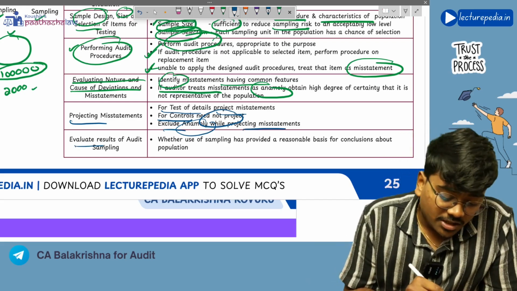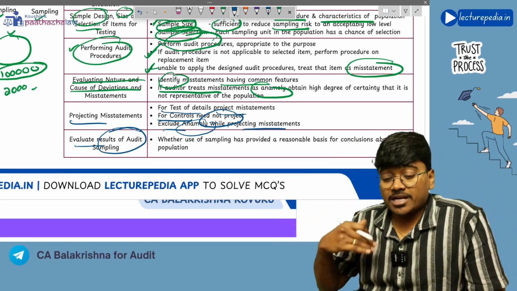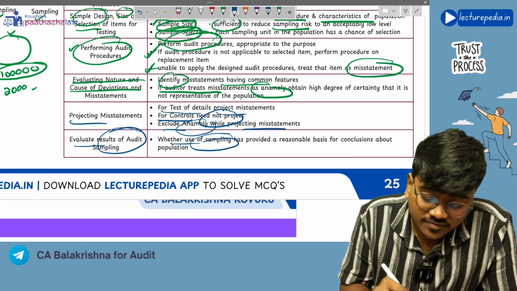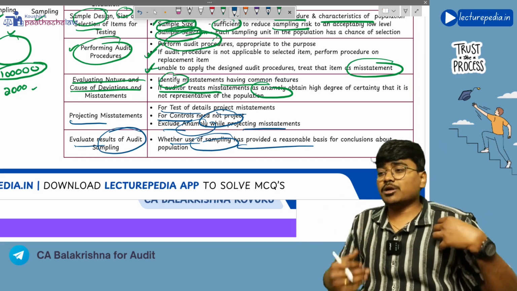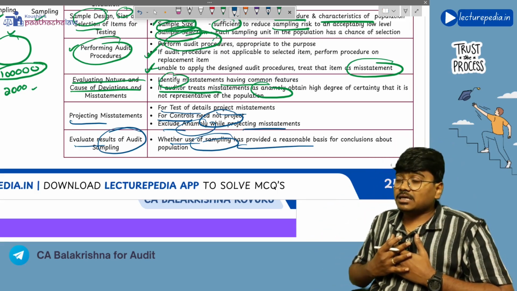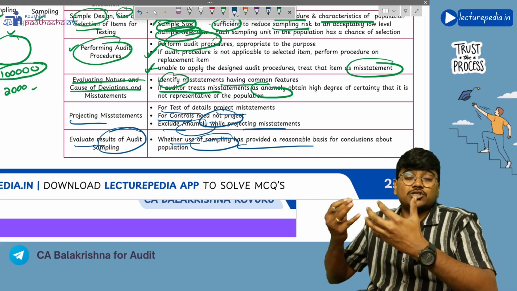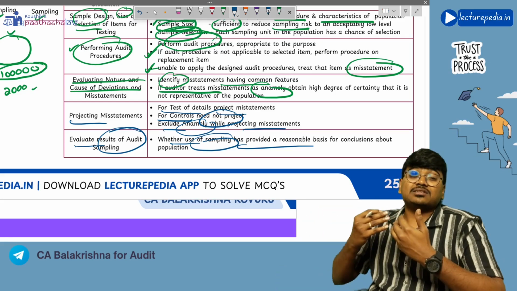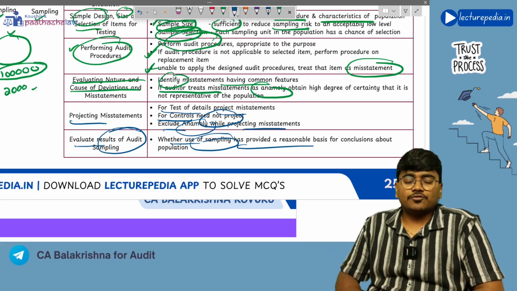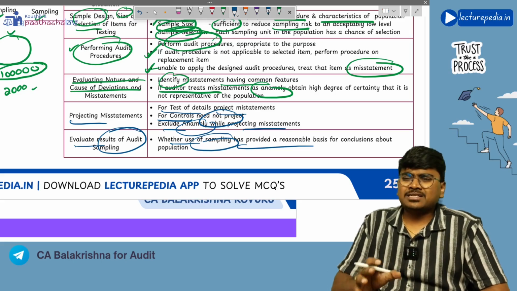Simple. Next, evaluate results of audit sampling. So after doing the entire sampling, now finally you will evaluate the results of the sampling. How will you evaluate? Whether the use of sampling has provided you a reasonable basis for conclusion about the entire population. So have you got reasonable results by application of this sample or not? That is what you are seeing in case of evaluating the results of audit sampling, right? So this is how you will perform audit sampling.